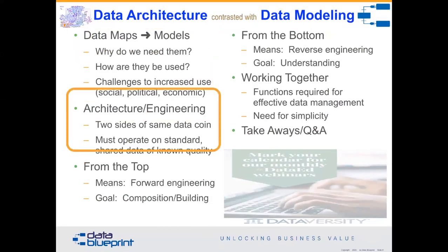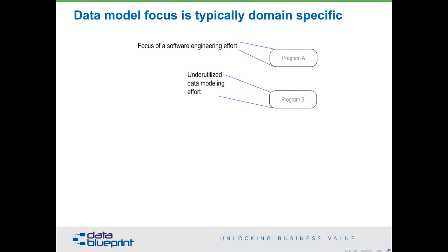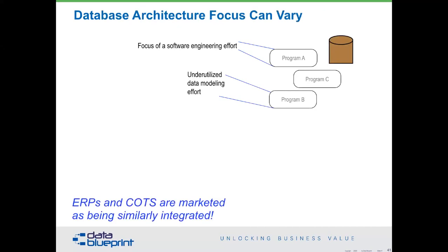So now let's look at that compared to architecture and engineering. The data model focus is generally very specific. How does this software program interact with this set of data? Sometimes we might do a data model that might span programs. In fact, the Brown database that I'm showing there in this case covers all three programs, A, B, and C, and that's getting towards better use of data models because they are all using the same components. The ERPs of the world, the commercial off-the-shelf software packages, are also marketed as being similarly integrated.